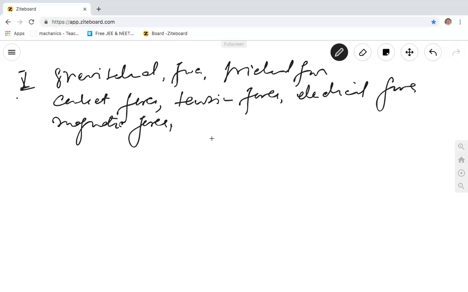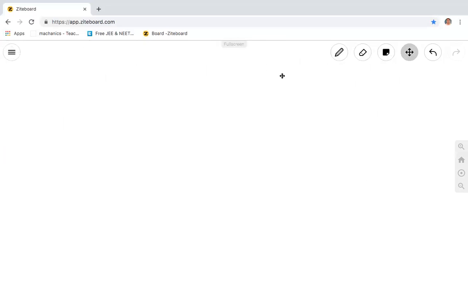Yeah, you can have normal reaction, contact force. Normal reaction contact force में आता है. चलो, let me go to the gravitational force, right? Let me say gravitational force.